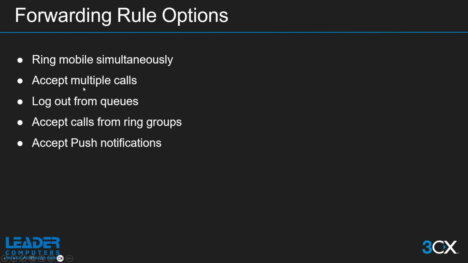You can also make it log out from the queue when they are on a call, or when they're on a particular profile. For example, if I'm set to lunch, I need to log out from the queue, so that's something you can do. Accept calls from ring group is the default. If you don't want to accept calls, you can disable it. Accept push notification is basically enabling push notifications.